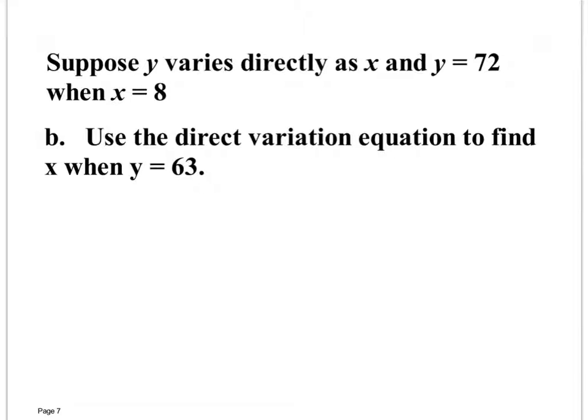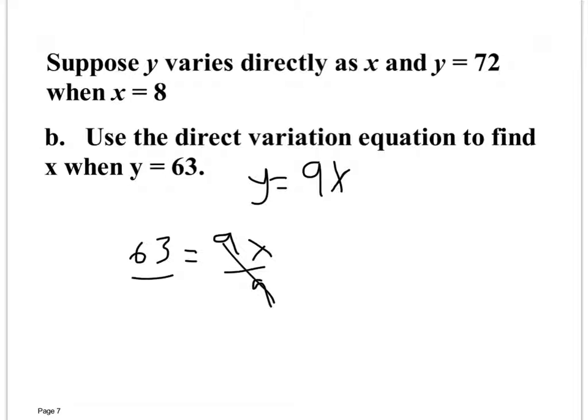The second part of the question is going to say use the direct variation equation to find x when y equals 63. Well, I know what my direct variation equation is now. It's y equals 9x. So what I do is plug in 63 for y, and I find x. So I divide both sides by 9. What does x have to be? 7. So there's my answer.